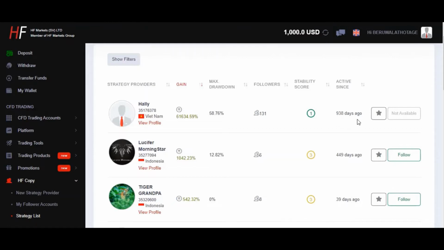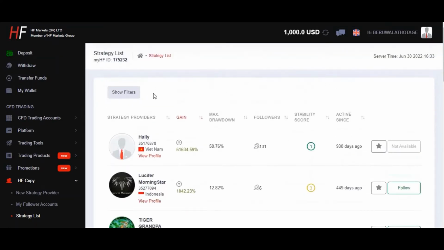That means this person has been trading for more than 900 days, which means this person is hopefully doing well in this trading. But the problem is he or she has a very high drawdown. This is a very high risk to your account if you are going to follow him. So as I explained before, the strategy provider's gain should be higher and the drawdown should be lower, the followers should be high, the stability score should be low, and active days should be high. These are the main factors that you should consider.